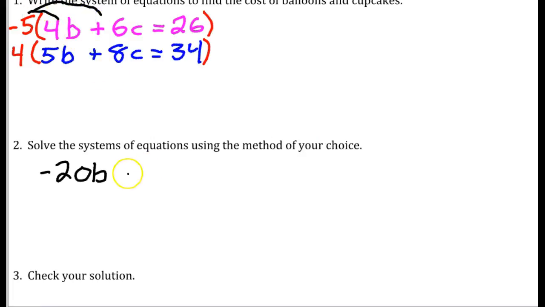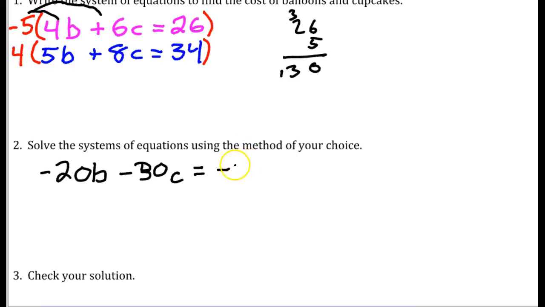Negative 5 times 6 is negative 30. And 5 times 26. If you have a calculator, you can use that. Otherwise, just go off to the side and write it out. 130. Don't forget the negative. So I multiply those tops. Now I do the same thing with the bottom.